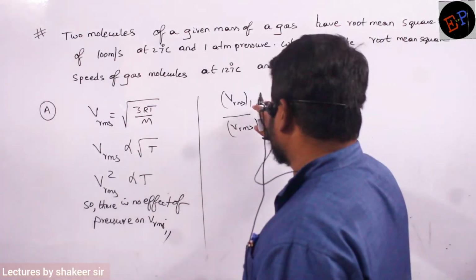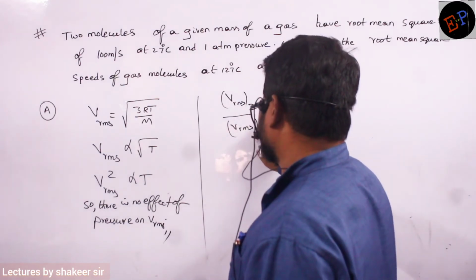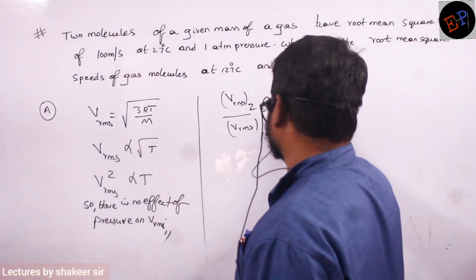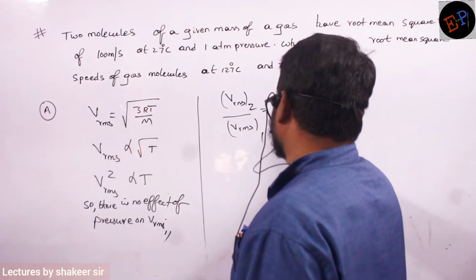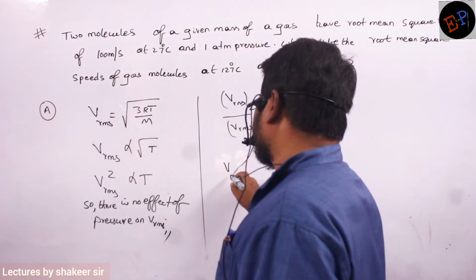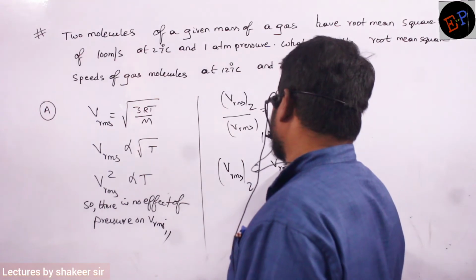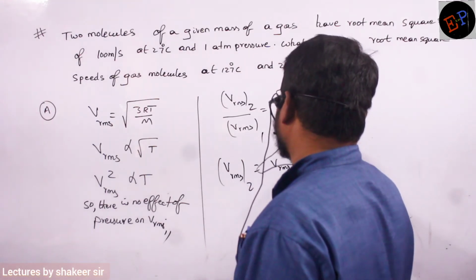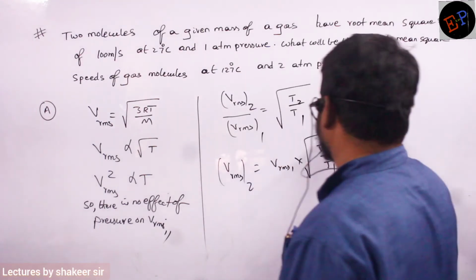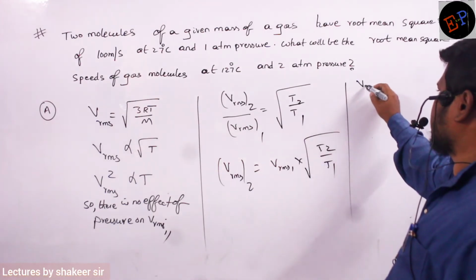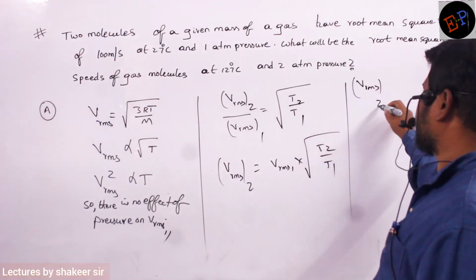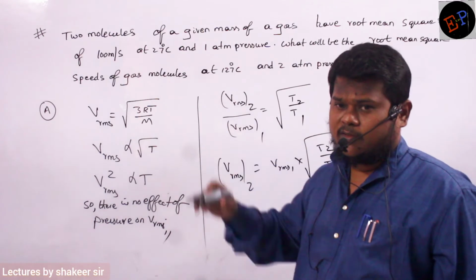If I want Vrms2, I will do one thing: I will write 2 divided by 1. That is better. Okay? So therefore, now just do the calculation. Vrms2 is equal to Vrms1 multiplied by the square root of T2 divided by T1. Just do this calculation. So Vrms2 is equal to Vrms1, which is 100, no?